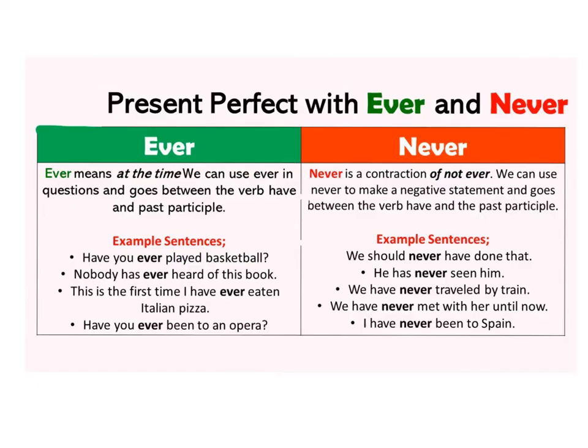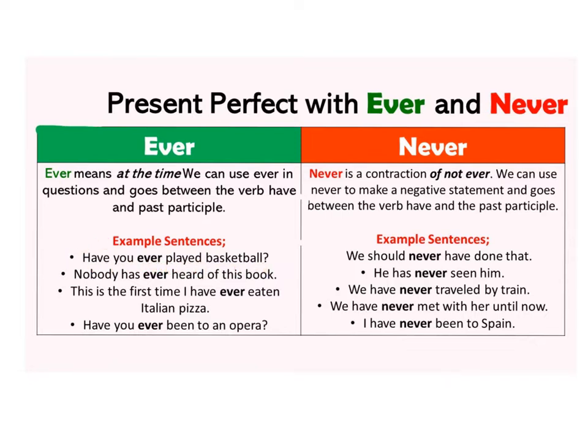Let's read some more about this. Present perfect with ever and never. Ever means at any time. We can use ever in questions and it goes between the verb have and the past participle. The example sentence is: have you ever played basketball?